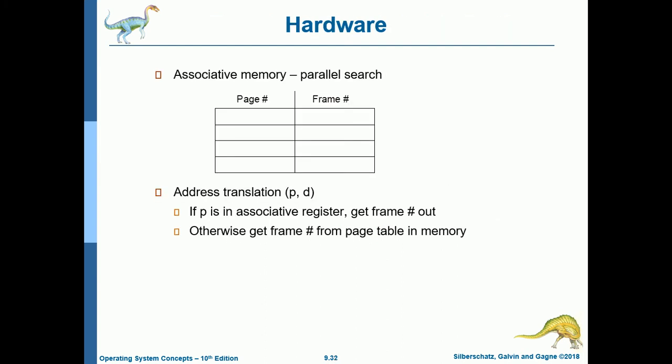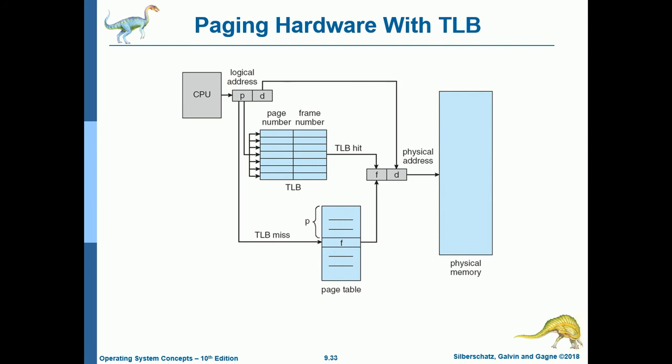So hardware, associative memory uses parallel search. We have page number and frame number. Address translation is also the page number and offset. If P is in the associative register, get the frame number out. Otherwise, get the frame number from the page table in memory. So this is what happens for paging hardware with TLB.